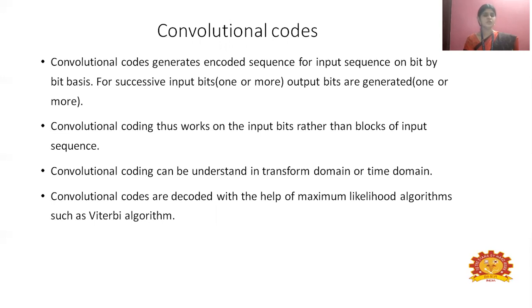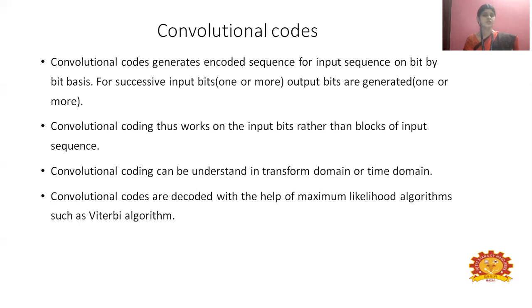Convolutional coding can be understood either in the transform domain or the time domain. The convolutional codes are decoded with the help of maximum likelihood algorithms such as the Viterbi algorithm. They are called convolutional codes because the output code words are obtained by the convolutional operation of the message inputs.